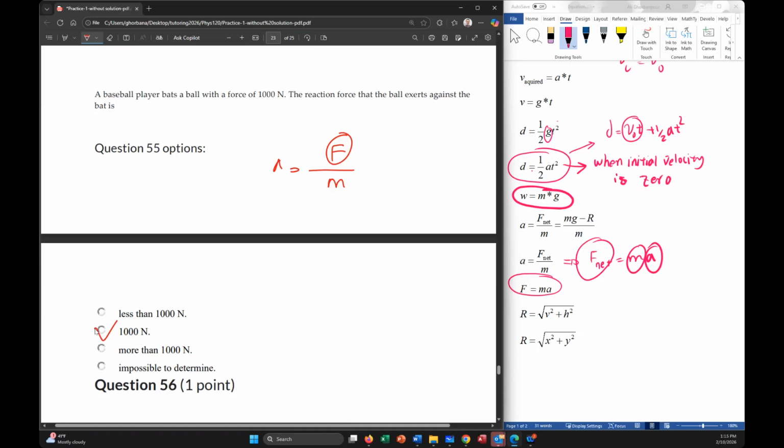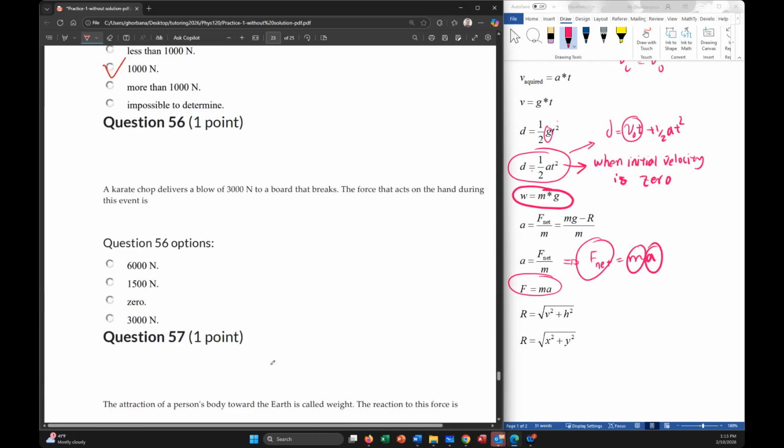They're talking about exactly that moment. The bat exerts force on the ball, and the ball exerts force exactly on the bat, the same in the opposite direction. Newton's third law. And you may say, why is the bat not moving and the ball is moving? That's the acceleration. The ball accelerates more than the bat because the mass of the ball is smaller than the mass of the bat.